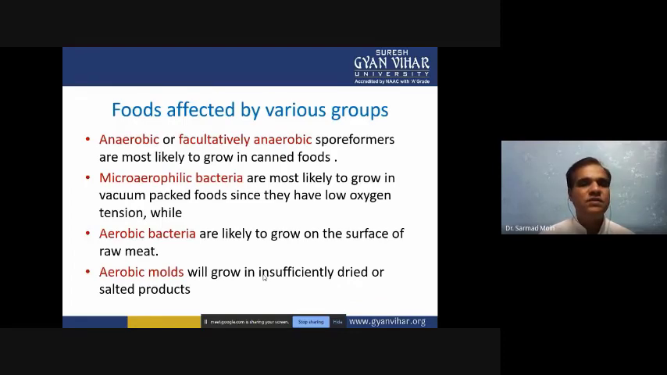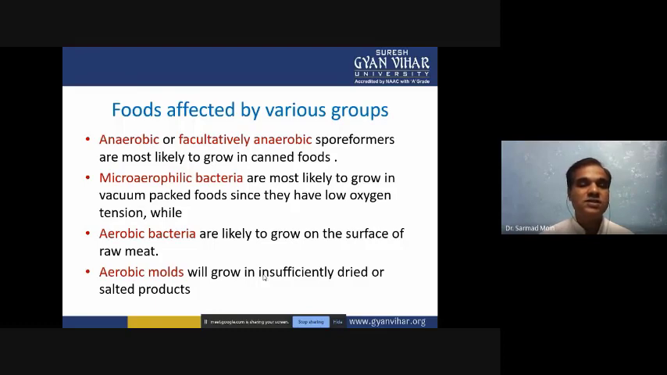Now, food is affected by various groups. Many groups are there, like anaerobic, aerobic, facultative bacteria, microaerophilic bacteria, and aerobic molds. These are all different groups that affect or spoil the food. First are anaerobic bacteria or facultative anaerobes. They don't require any amount of oxygen. They require only a carbon dioxide environment.